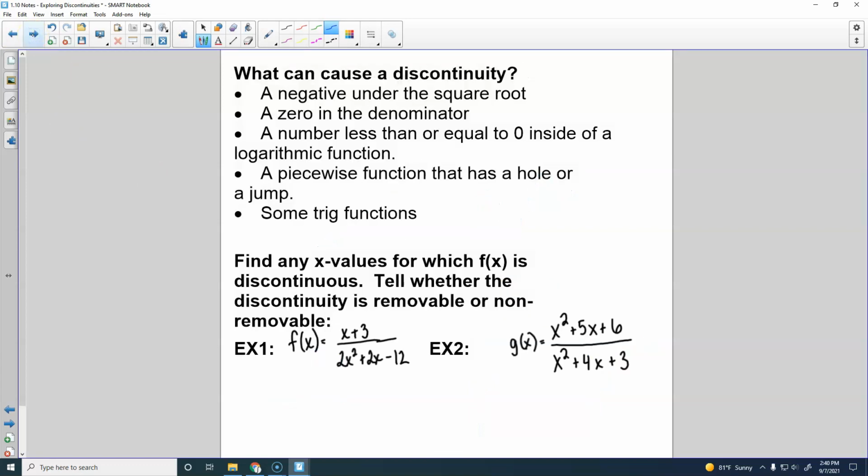All right, so there are several things that can cause a discontinuity. A negative underneath the square root is going to give you a discontinuity. A 0 in the denominator of a fraction. A number less than or equal to 0 inside of a log. A piecewise function that has a hole or a jump. And some trig functions such as tangent and cotangent, secant, cosecant, are going to have asymptotes just built into the way that they look.